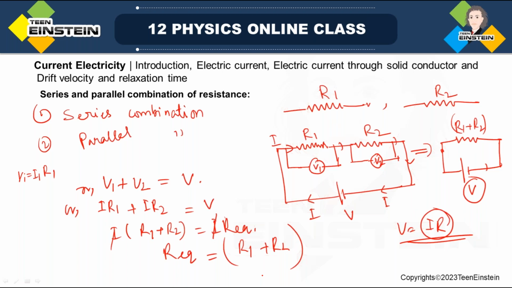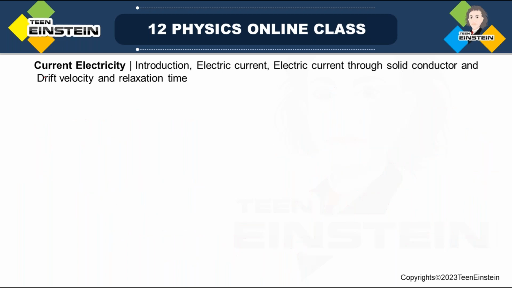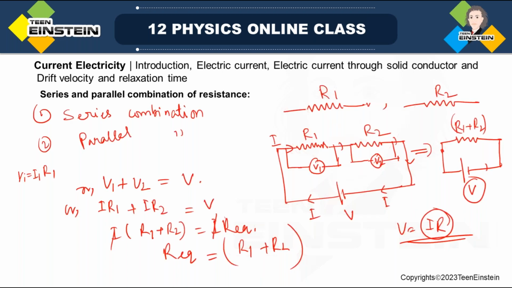So parallel combination of resistors. In this case, students, you should remember one thing, that voltage is divided in case of series combination of resistors. Voltage is divided here. So a series combination of resistors is sometimes called a voltage divider.